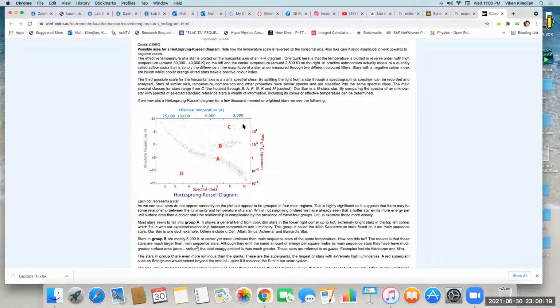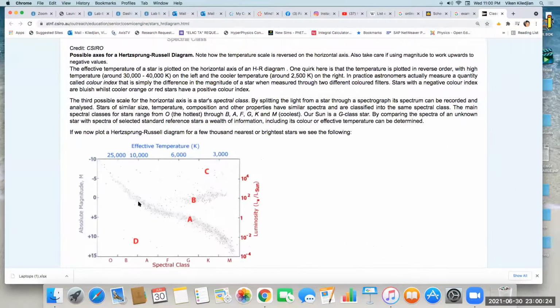You see on this one, on the left side here, it goes from -10 on the top all the way to 15. So basically they're graphing the absolute luminosity of the star, known as capital M. The more negative the absolute luminosity, the brighter the star is. So -10 stars are the brightest stars on the top, and positive 15 stars are the dimmest.